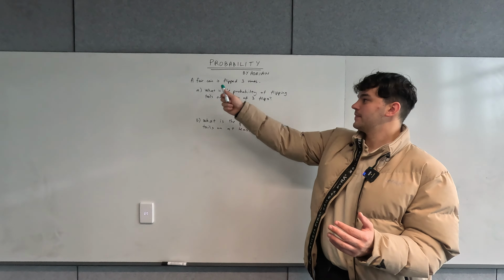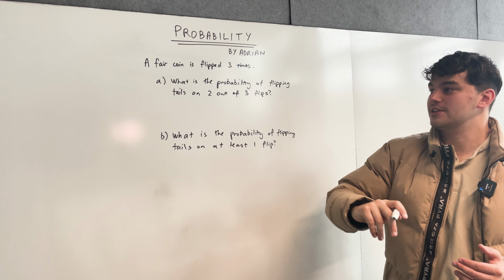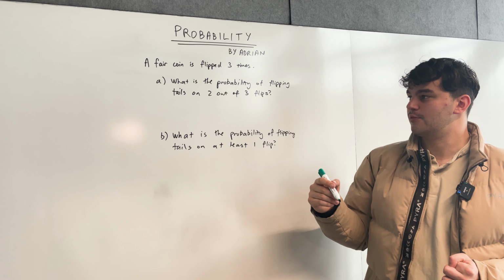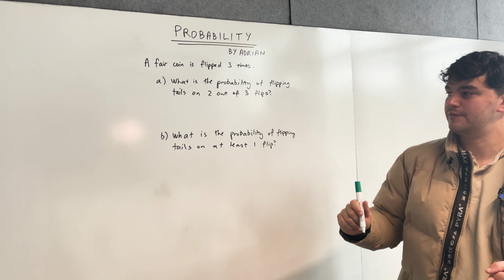Anyway, off topic. A fair coin is flipped 3 times. What is the probability of flipping tails on at least 2 out of 3 flips? Not on at least, on 2 out of 3 flips.